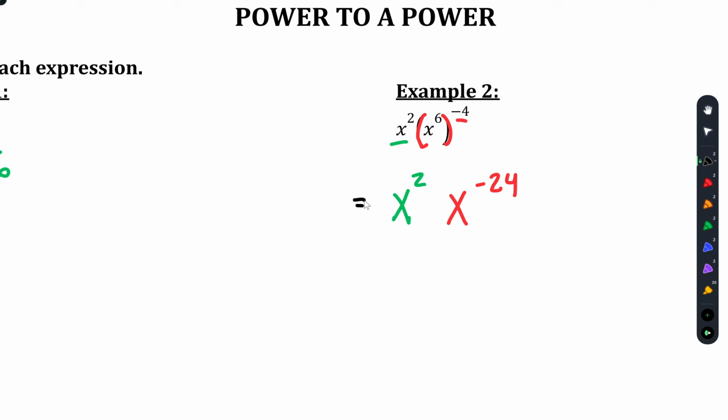Now, is this simplified all the way? No. What do I still have to do to this? We're going to combine them together. So x to the second and x to the negative 24th have the same base. We can add their exponents together to get x to the negative 22nd. Am I done now? What do I still have to do to it? We got to make it into a fraction. Because of this negative exponent right here, this is going to look like 1 over x to the positive 22nd.